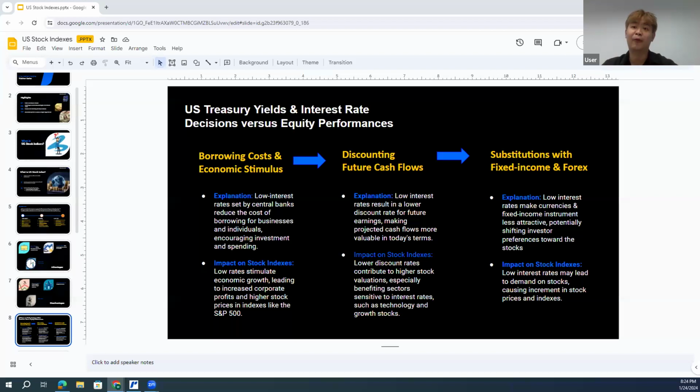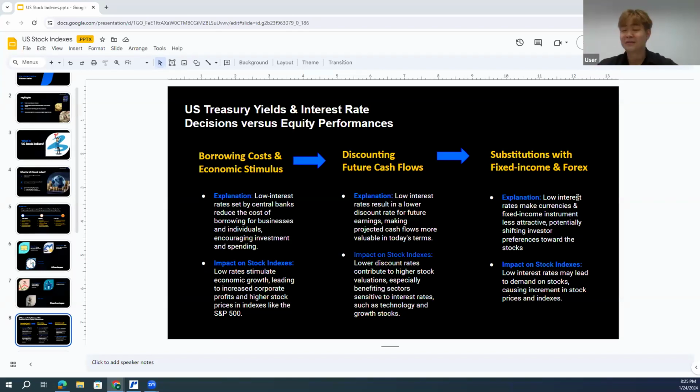First thing is regarding the borrowing cost. A low interest rate environment means low borrowing cost. A lot of businesses will find it very easy to expand. Second thing is discounting future cash flow. This is used to calculate the intrinsic value of a company. Normally when interest rates become lower, analysts will likely increase the value of the company.